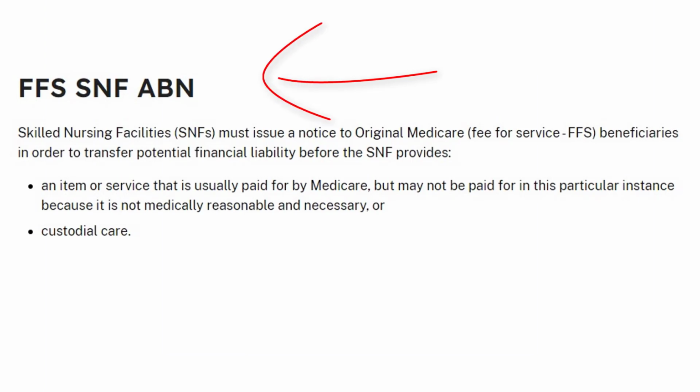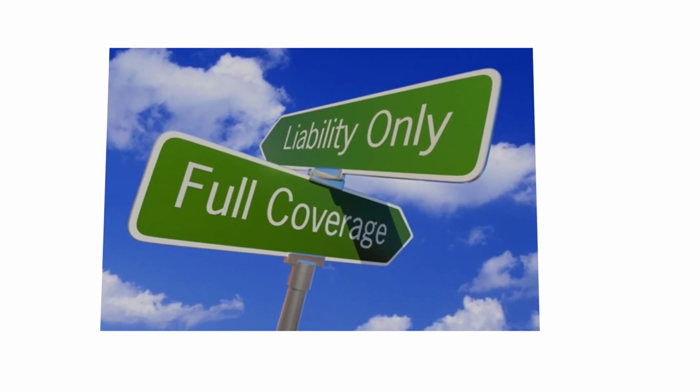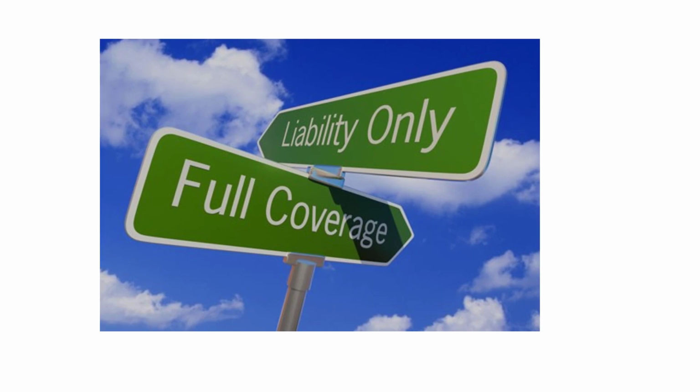Skilled nursing facilities, or SNFs, must issue a notice to original Medicare fee-for-service beneficiaries in order to transfer potential financial liability before the SNF provides an item or service that is usually paid for by Medicare, but may not be paid for in this particular instance because it is either not medically necessary or considered custodial care. The SNF ABN provides information to the beneficiary so they can decide whether or not to proceed with the care that Medicare may not cover.